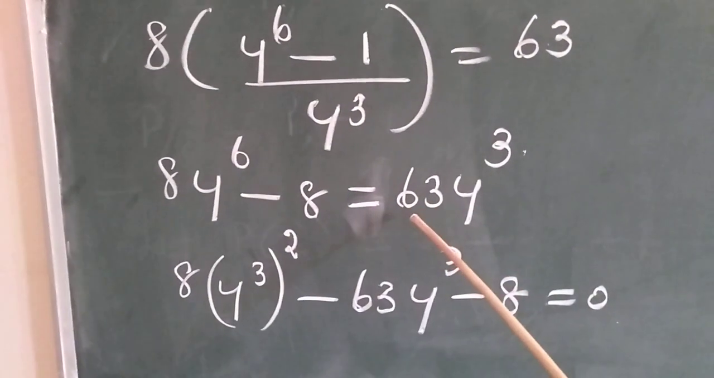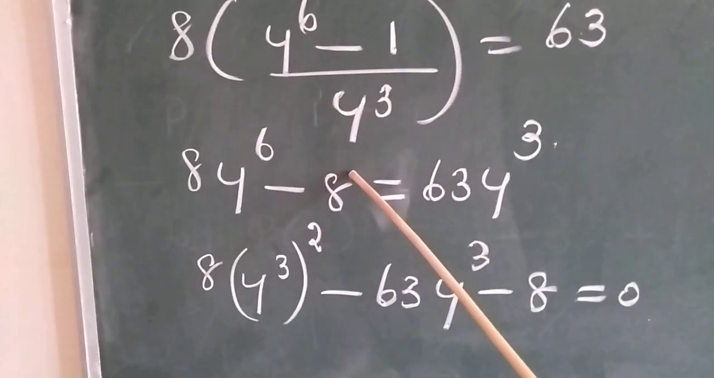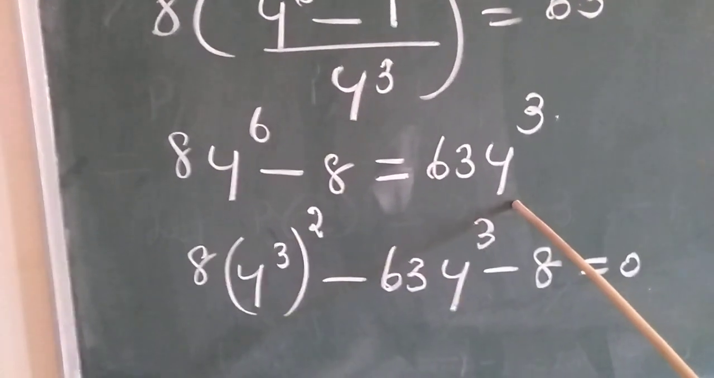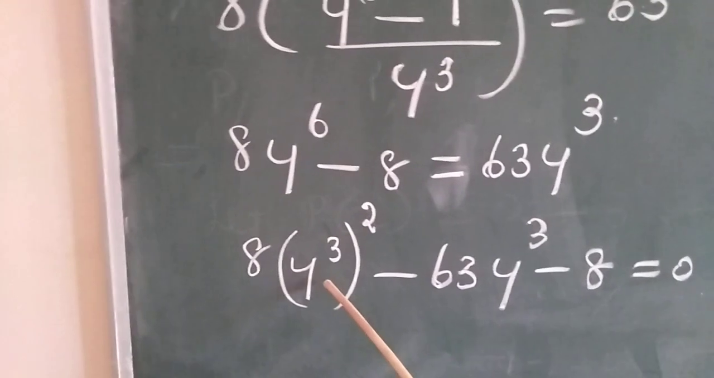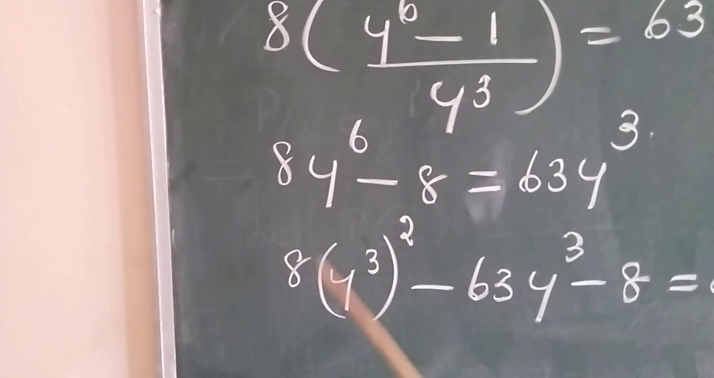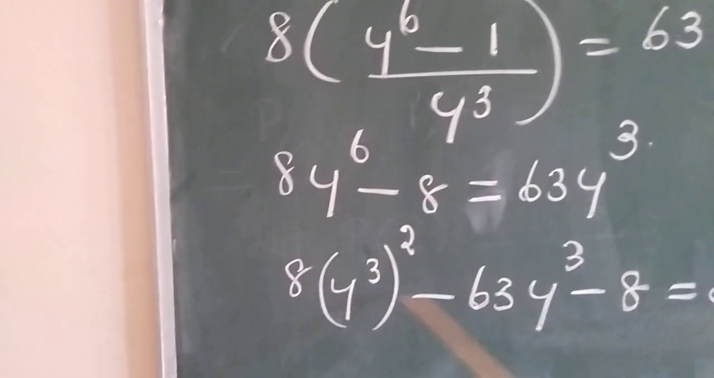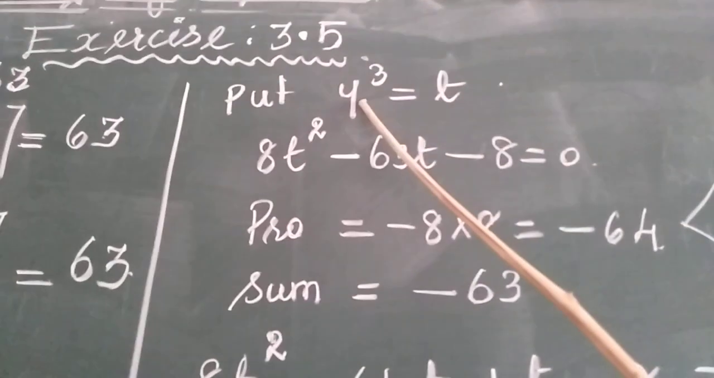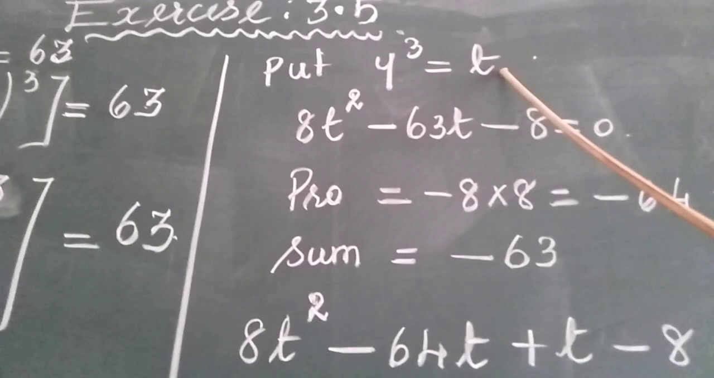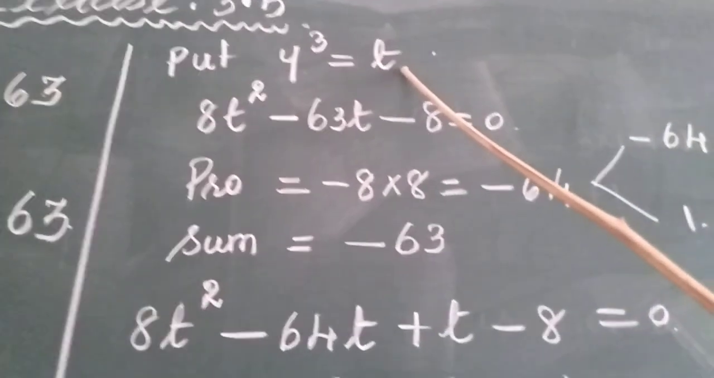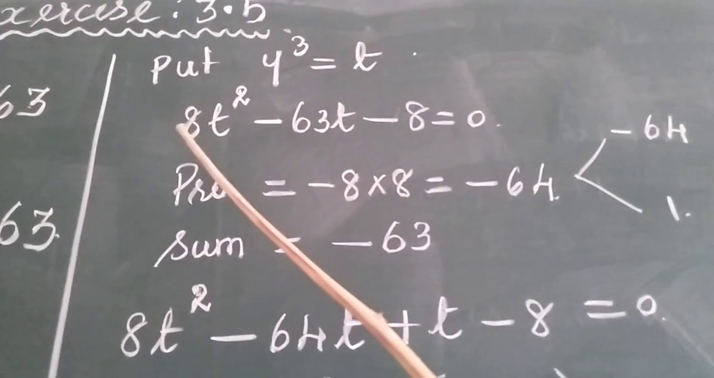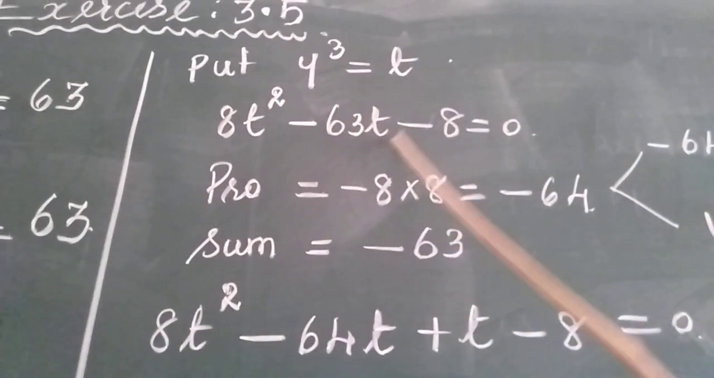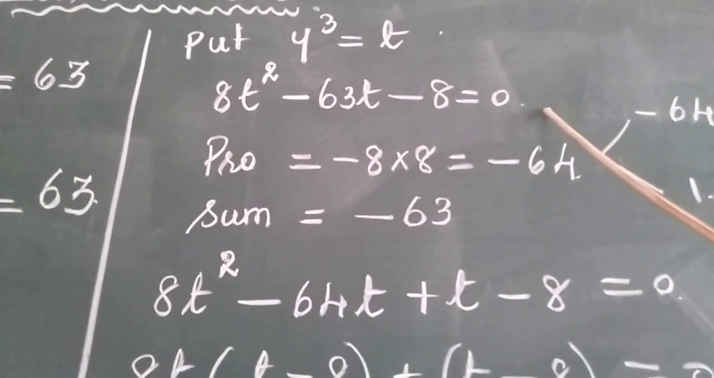Now this 63 y cube, if we bring to the left hand side, it will become minus 63 y cube. This y^6 we can write as (y cube) the whole square. Now in the place of y cube, we are going to substitute t. If we substitute, we are getting the quadratic equation here, 8t square minus 63t minus 8 is equal to 0.